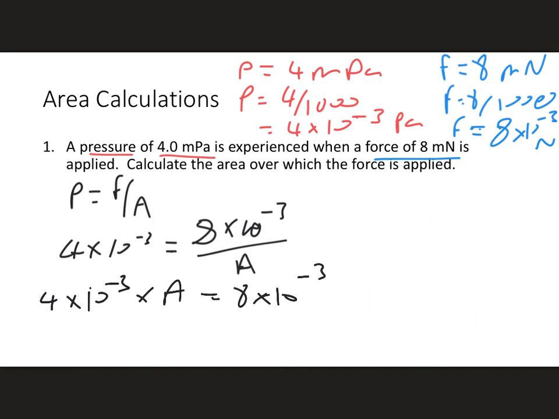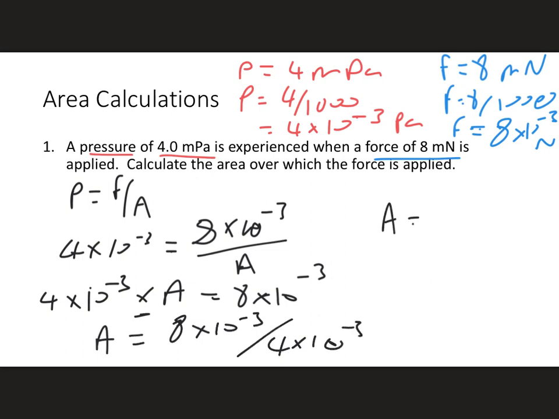Now, because I've got the times here, I want to move that to the other side, so I'm going to have to divide by the 4 times 10 to the negative 3. So I'm going to take this over here and do 8 times 10 to the negative 3 over 4 times 10 to the negative 3. So that means that, rearranging, I get A equals 8 times 10 to the negative 3 over 4 times 10 to the minus 3.